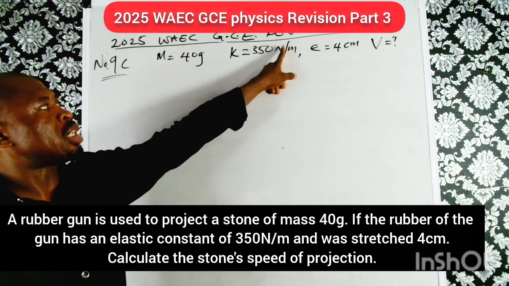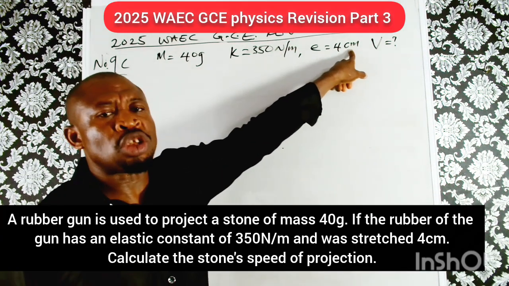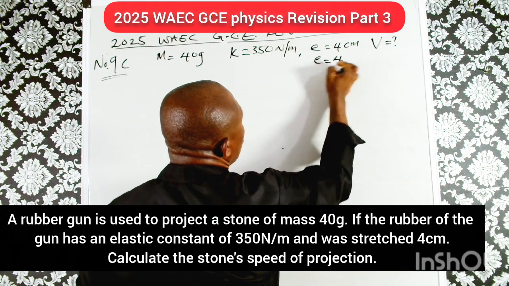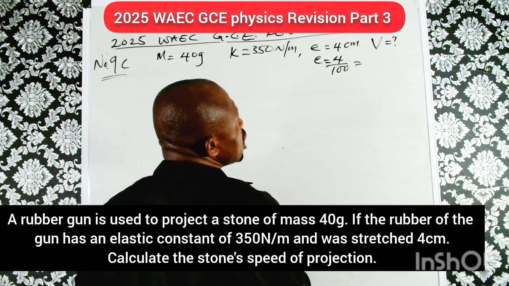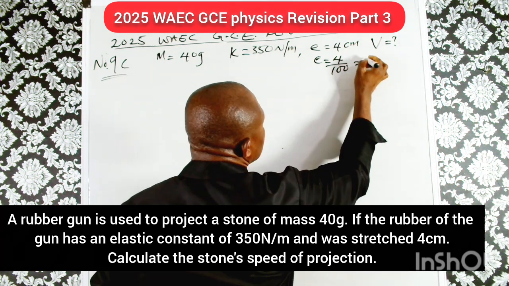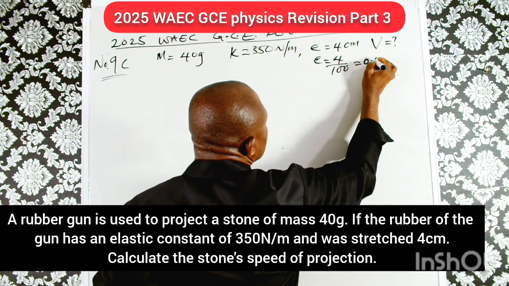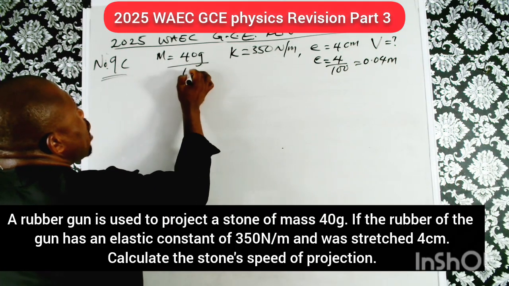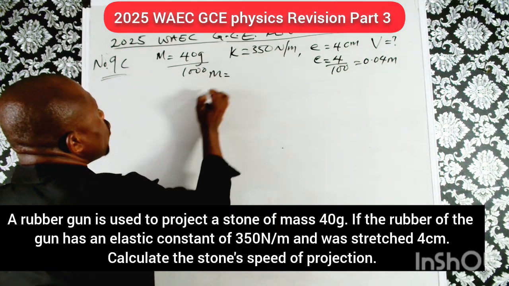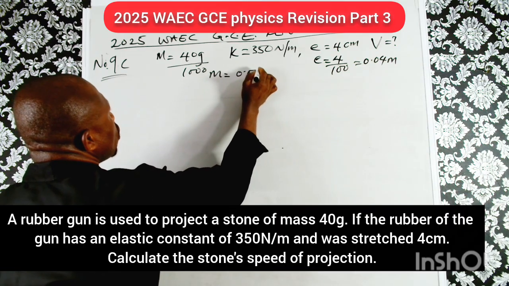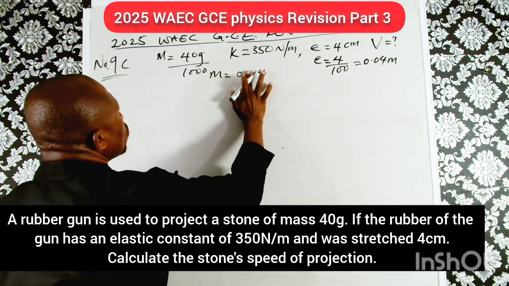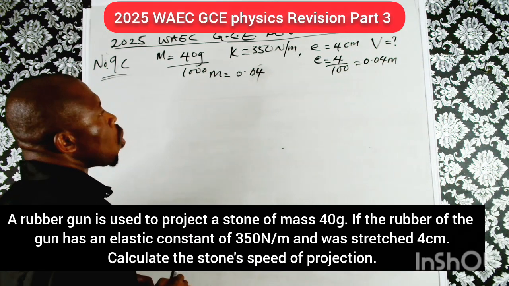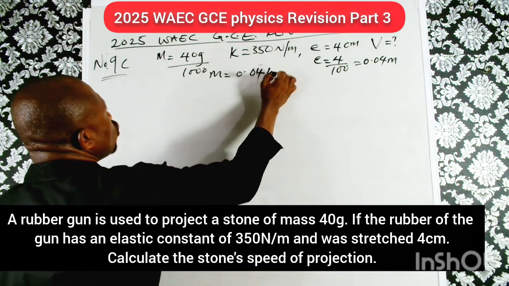Remember, this one is in Newton per meter. Because of that, take this one to meter. Take this one also to kg. So if we take this one to E, it will give us 4/100, which is 0.04 meters. Why this one? Divide this one by 1,000, which will give us 0.04 kg. That is what you have.